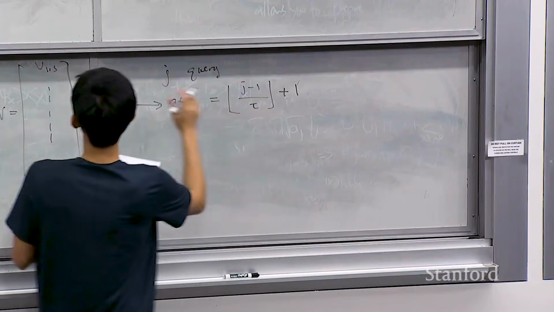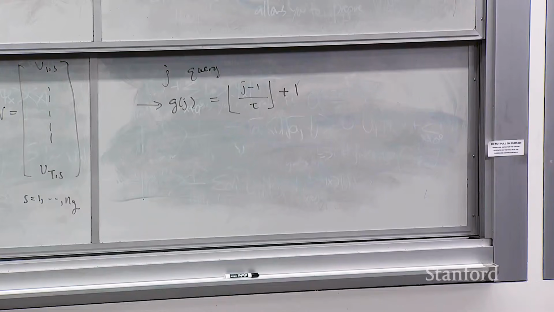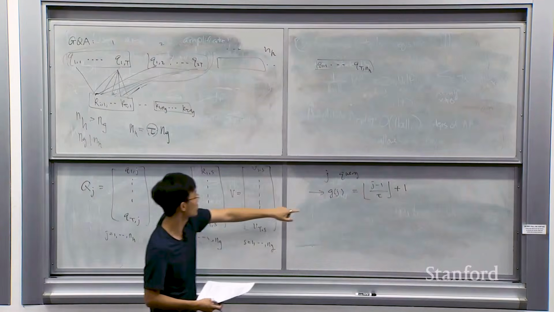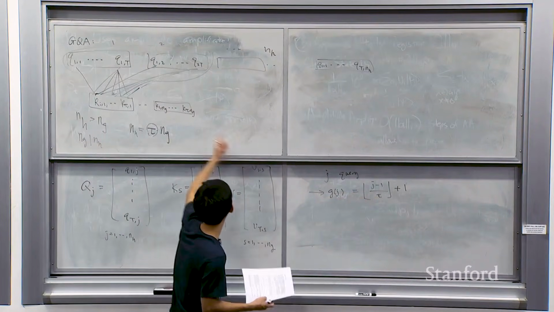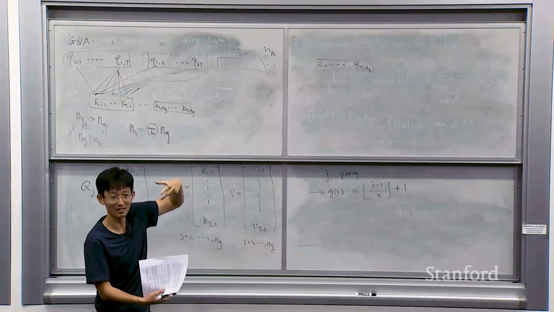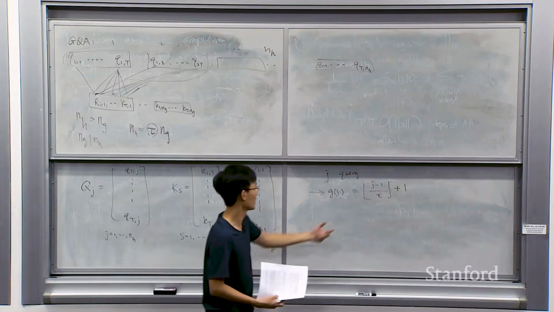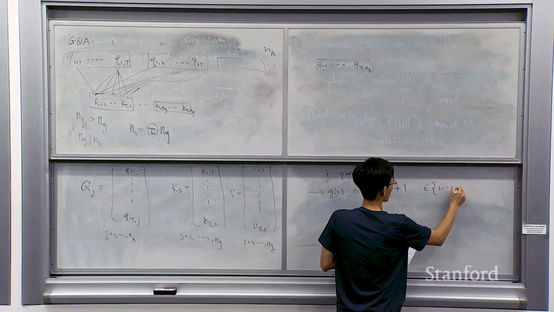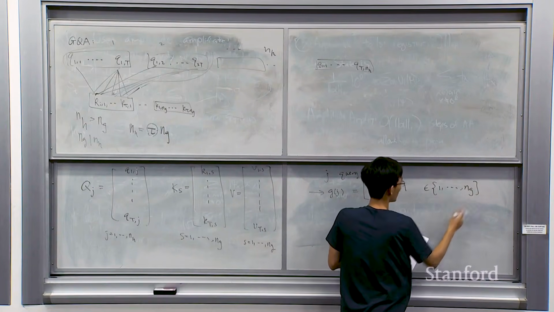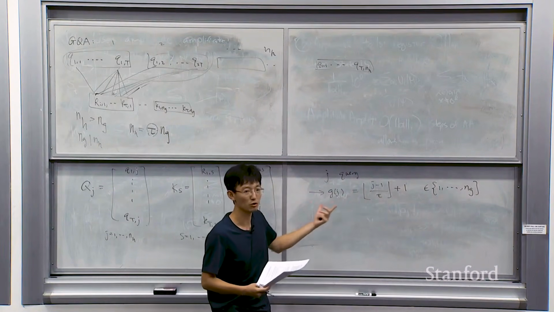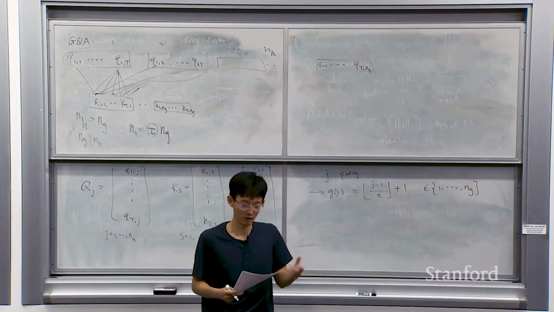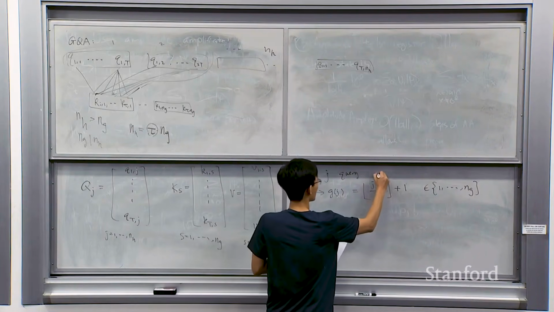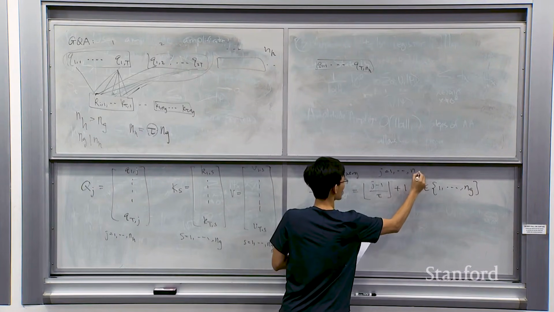So tau is the ratio between these two, right? Basically, (j minus 1) divided by tau, floored, plus 1, tells you which set of keys you are mapping to. So this is a number between 1 and NG. You're saying which group you're in for this query j, where j is from 1 to NH.